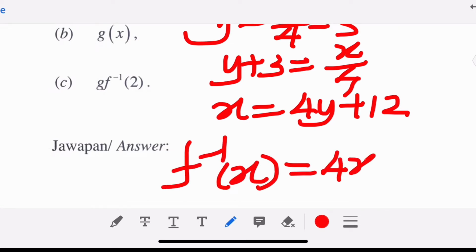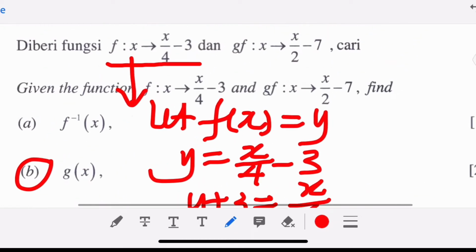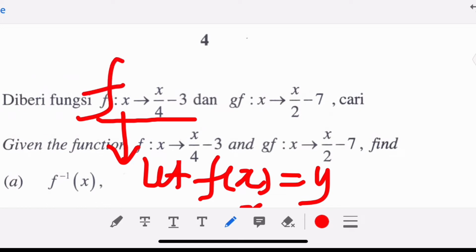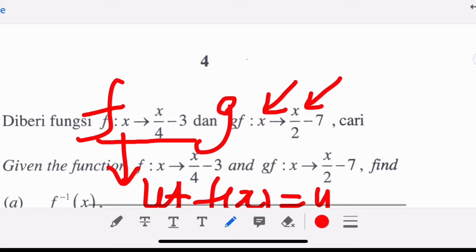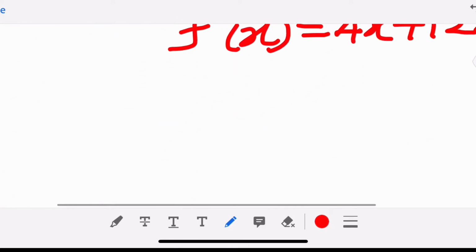So we quickly convert everything into x, right? That is how you find the inverse function. Then after that, the question asks you to find g(x). Now, if you are given f and g, the way to do it is using the inverse method. So you need to substitute your inverse into the x, meaning you substitute the inverse here, and the inverse here. I hope you understand.